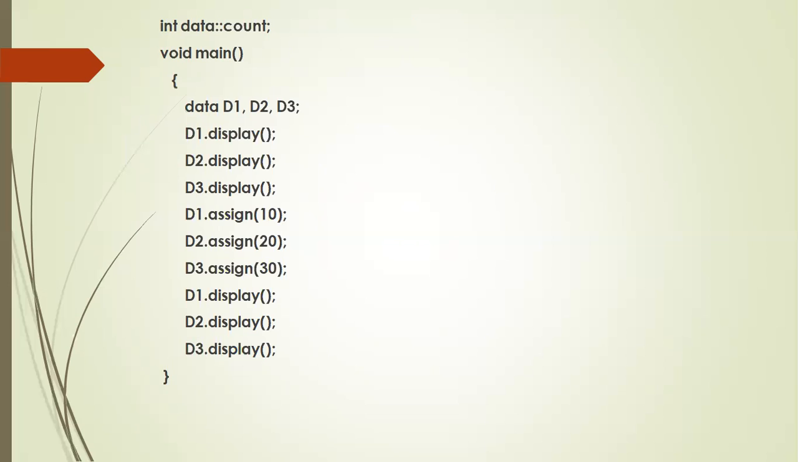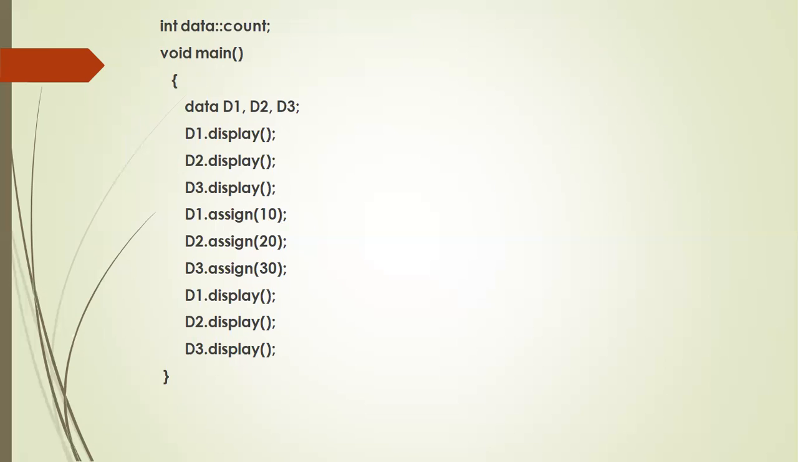Now this is the second usage of the scope resolution operator. In our previous example, we used the scope resolution operator to define a member function outside the class. We also learned that the scope resolution operator helps in accessing the global value of a variable within a particular function. This is another usage of the scope resolution operator: to define a static data member. Now, start the main function: Data D1, D2, D3.